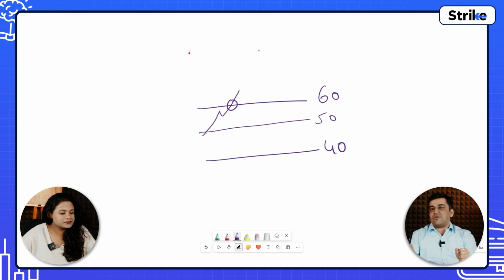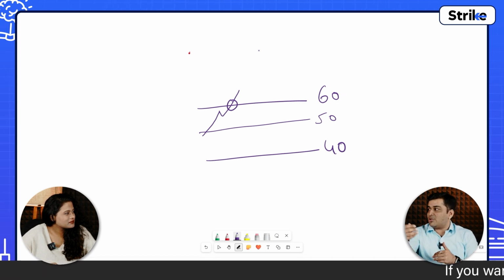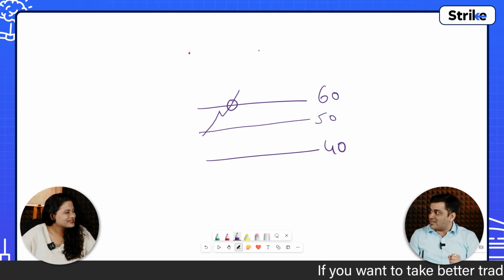Imagine you are driving a car at 50 kilometers per hour and all of a sudden you go to 60 kilometers per hour, 65 kilometers per hour. Why would you do that? Because I want to increase the speed. Why would you increase the speed? You will increase the speed only if the road is clear, right? If the road is not clear, will you increase the speed?